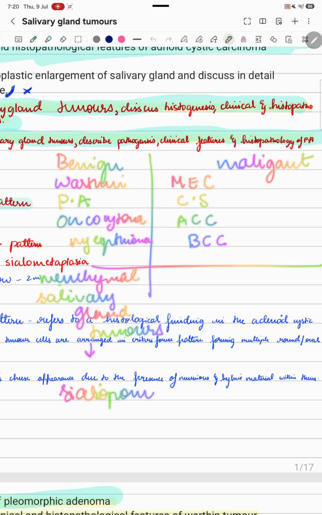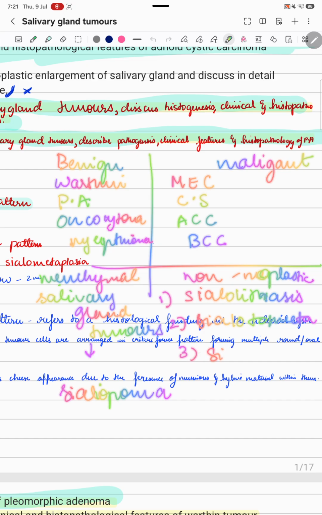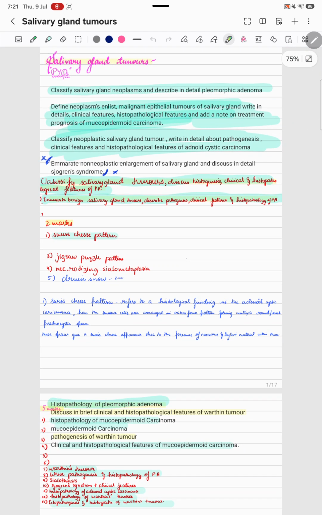sialolipoma, and then we have non-neoplastic, and in non-neoplastic we have sialolithiasis, and we have sialometaplasia, then we have sialadenitis, all those things, right?